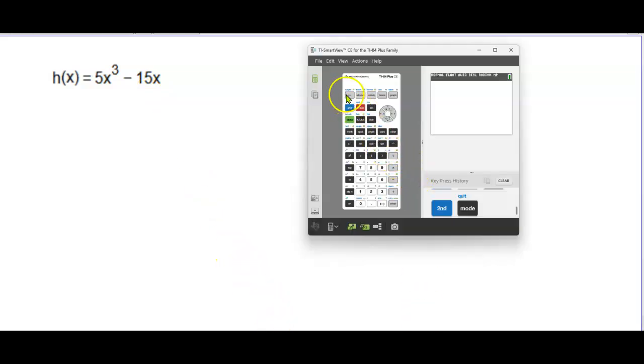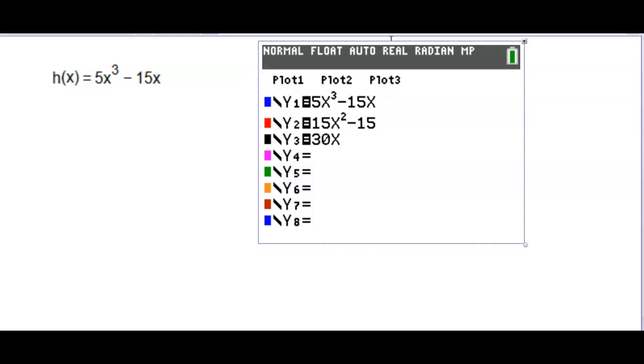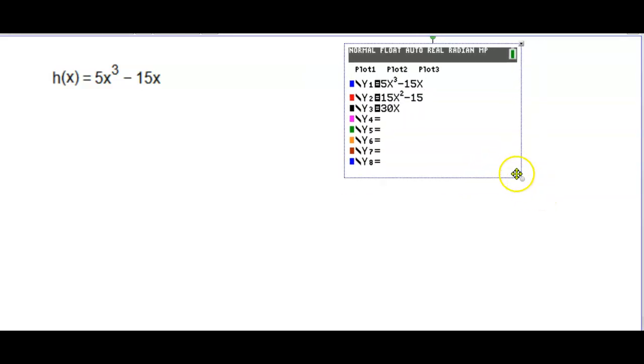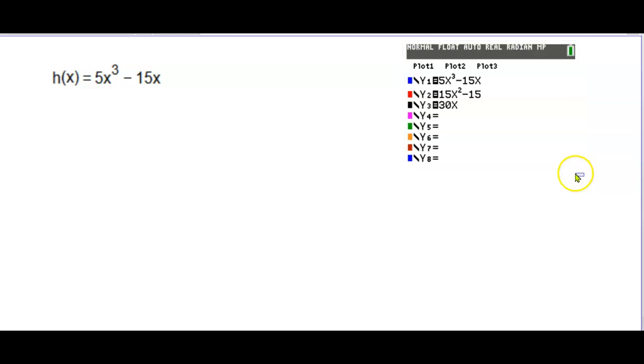So for starters, I went ahead and plugged in the original function, the first derivative, and the second derivative into the y equals menu in my calculator, and this will help facilitate some of the calculations. You can do these things by hand as well, but it's just convenient to have it ready to go in the calculator. So in y1, I have the original function. In y2, I have the first derivative. And then in y3, I have the second derivative.